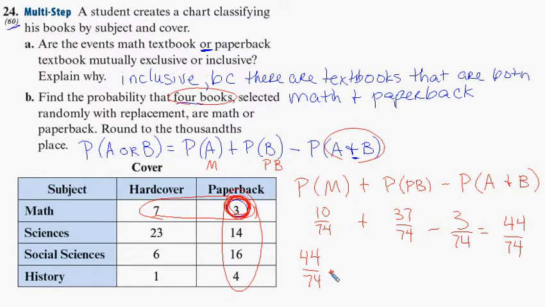Now, what's the probability of it happening again? Because the books are being replaced, that would be 44 over 74 again, okay? The third time, the third book, 44 over 74, okay? And then the fourth time, 44 over 74. Now, obviously, this would be a completely different scenario if it were without replacement. But in this case, when you do all this multiplying, you should end up with 0.125, okay? So the chances of getting 4 books that are math or paperback, 1/8.